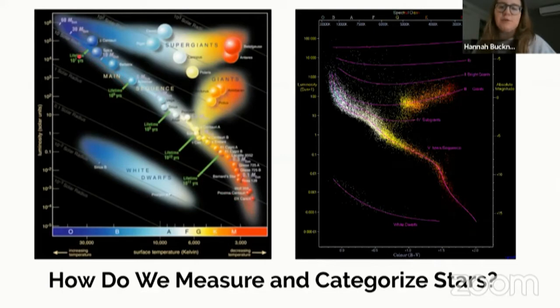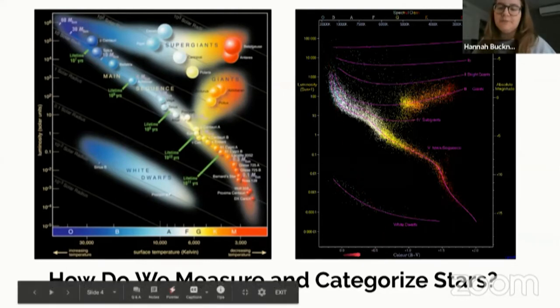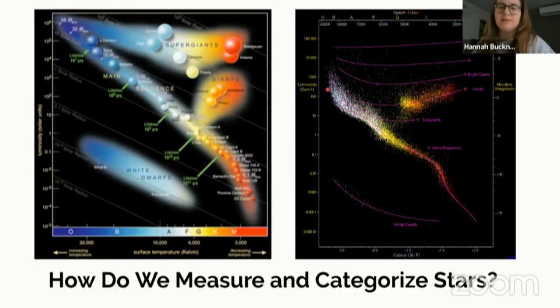And then if you hop on over to this graph, we'll see their color, which goes from blue to violet, but that's not common to have on a graph, and then absolute magnitude, which is saying how big these stars actually are. And then these green lines here are telling us how long a star can live.